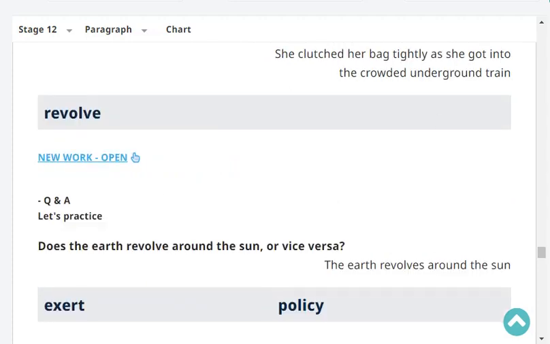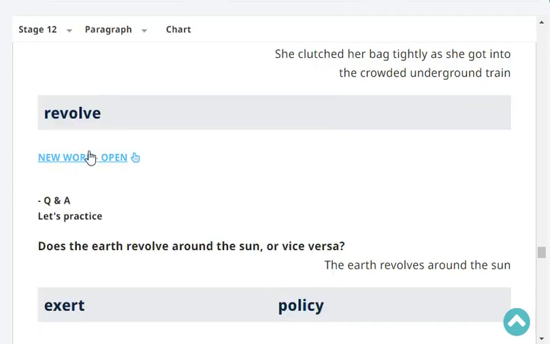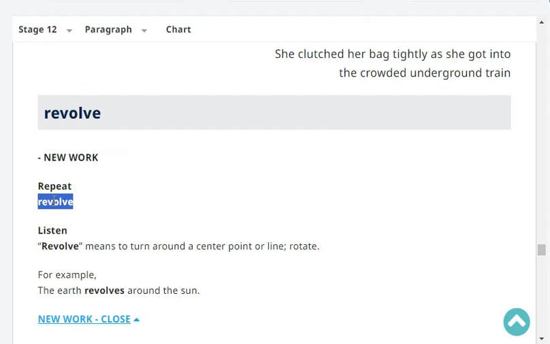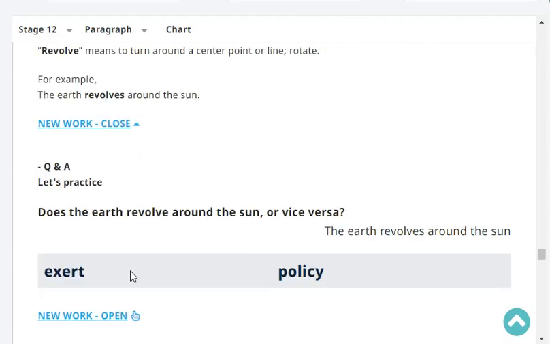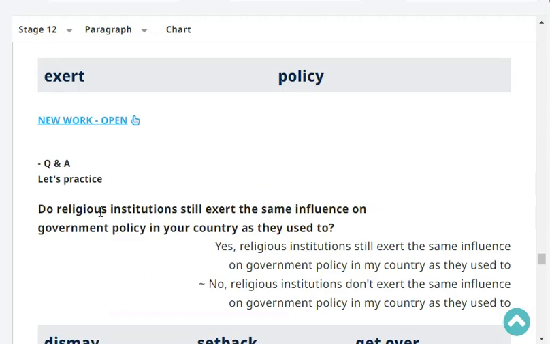Very good. Next, repeat. Revolve. Very good. Okay, listen. Revolve means to turn round a center point or line. Also means rotate. For example, the earth revolves around the sun. Let's practice. Does the earth revolve around the sun or vice versa? The earth revolves around the sun.